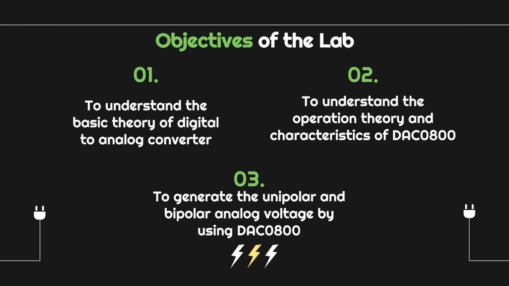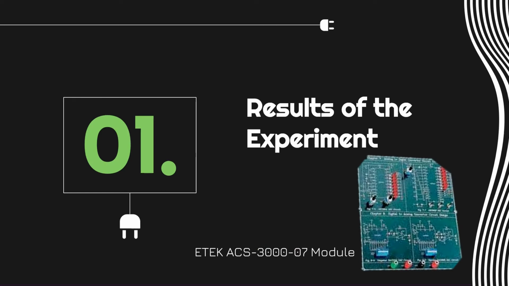This lab consists of three objectives, which are the first one to understand the basic theory of digital to analog converter, two to understand the operation theory and characteristic of DAC 0800, and three to generate the unipolar and bipolar analog voltage by using DAC 0800. Moving on to the results of the experiment, mind that in this experiment we use ETEK ACS 3007 module.